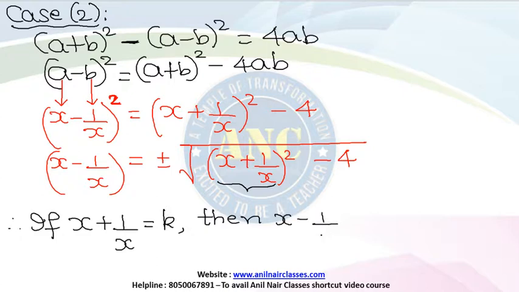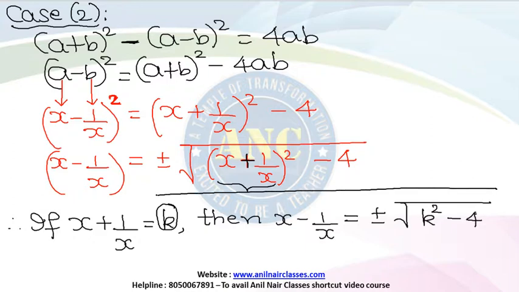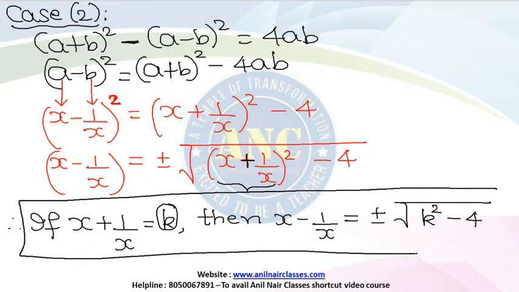X minus 1 by x in that case will be equal to plus or minus square root of x plus 1 by x, I called it k, right? I called it k. So this becomes k square minus 4. This is the second important key point. What we need to understand, always remember, sir, don't get confused.